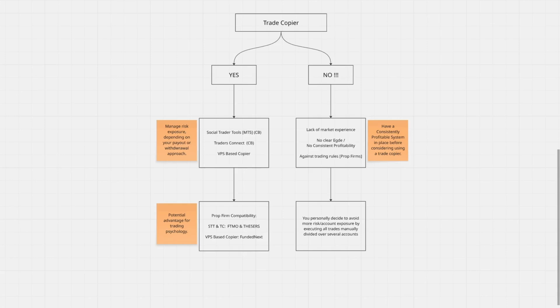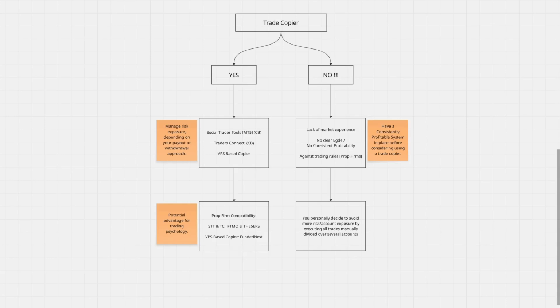And another reason why you shouldn't use it is if you just personally decide to avoid more risk or account exposure by executing all trades manually, divided over several accounts. That's just a choice. Some traders like to do everything manually, to divide their accounts, trade one account, then trade another account, and have all their risk and account exposure divided. That's a good option. If that's what you prefer, just go without a trade copier.